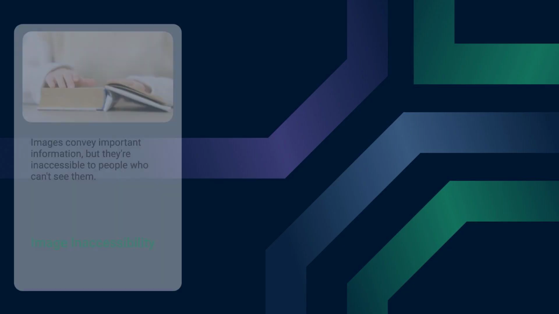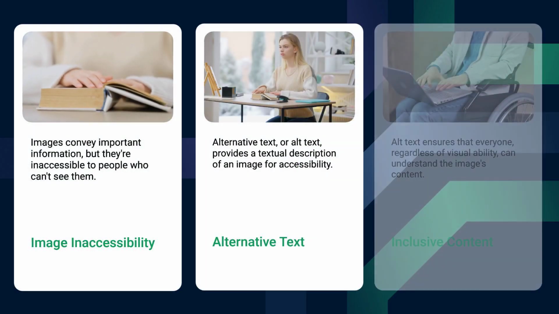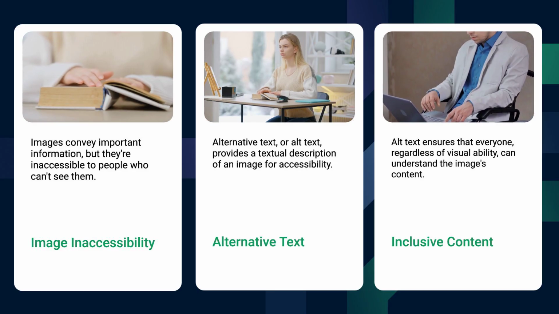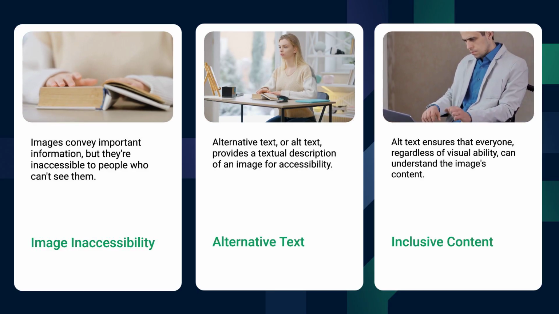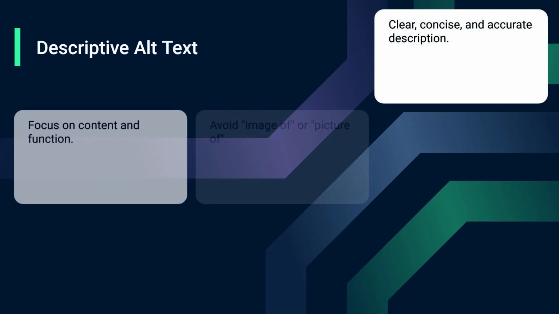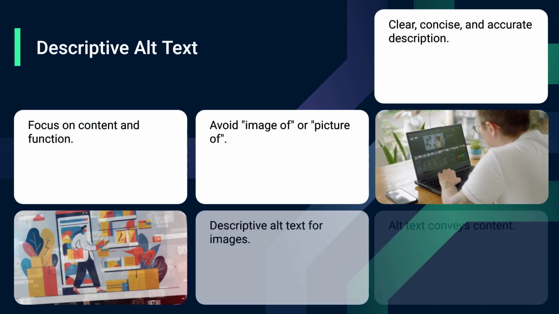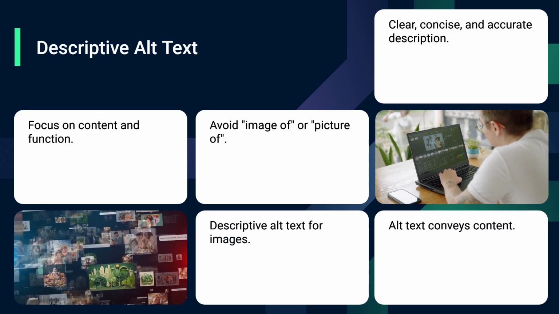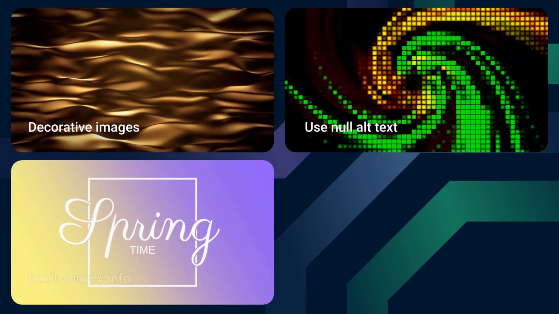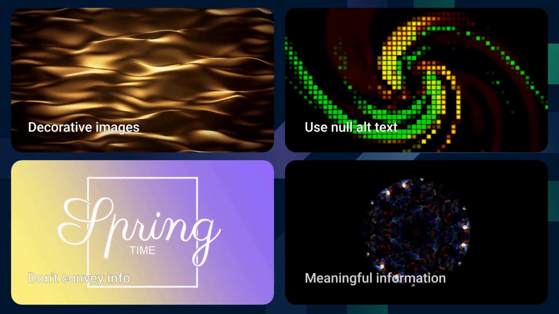Images convey important information, but they're inaccessible to people who can't see them. Alternative text, or alt text, provides a textual description of an image. Write descriptive alt text that accurately conveys the content and function of the image. Keep it concise and avoid phrases like "image of" or "picture of." For purely decorative images, use null alt text, alt equals empty quotes, to indicate that they don't convey meaningful information.